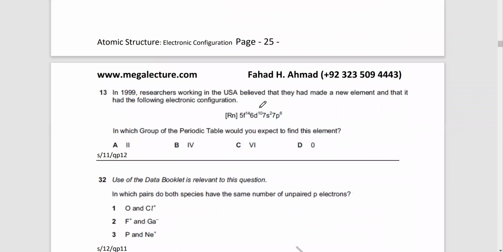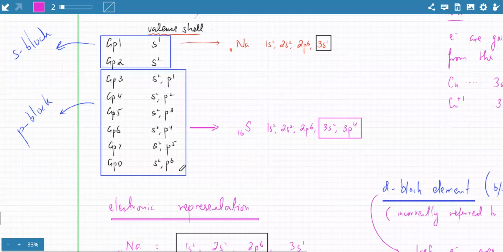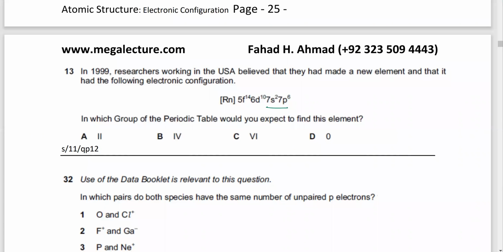As the next one, this one as well, in which group it is. So the outermost shell, if you look at the outermost shell, it's S2 and P6. Go and have a look. S2 and P6 is this one over here. It's a noble gas. So it's going to be group 0. In the newer periodic table, it's not group 0.